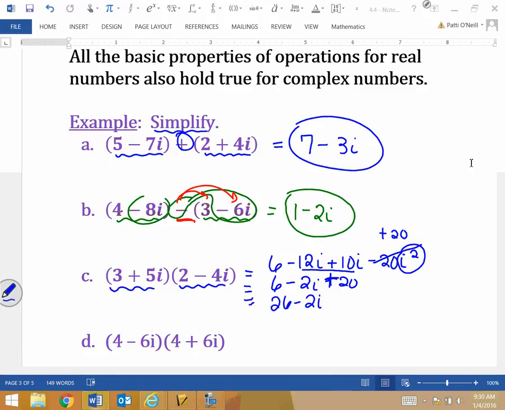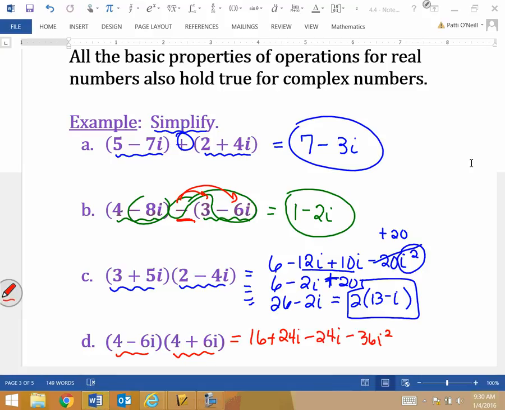And if you really want to dazzle me, you could do this. Factor out a GCF of 2, and that will leave us with 13 minus i. So final good simplified answer would be 2 times the quantity of 13 minus i when we multiply those 2 complex numbers together. The last one is another multiplication problem, and it reads the complex number 4 minus 6i being multiplied by the complex number 4 plus 6i. If I go through the FOIL process here, I get 16 plus 24i minus 24i minus 36i squared.